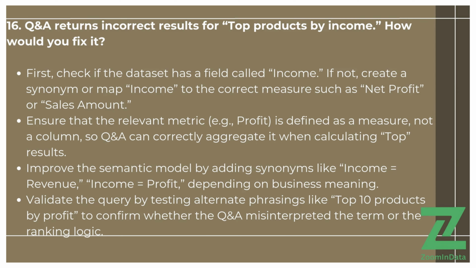Improve the semantic model by adding synonyms like income is equal to revenue, income is equal to profit, depending on business meaning. Validate the query by testing alternate phrasings like top 10 products by profit to confirm whether the Q&A misinterpreted the term or the ranking logic.